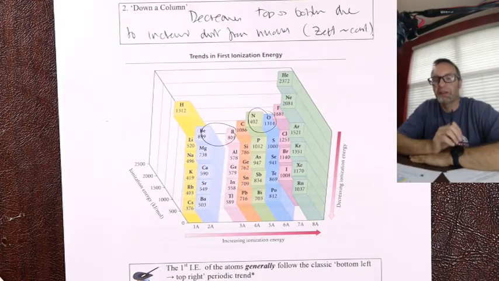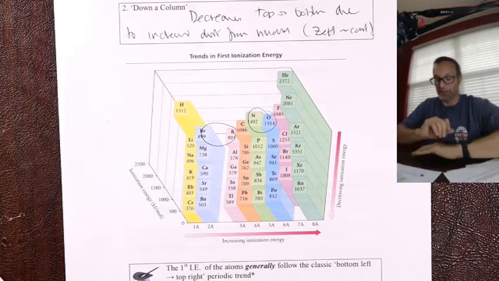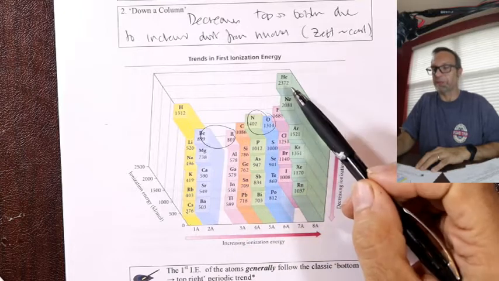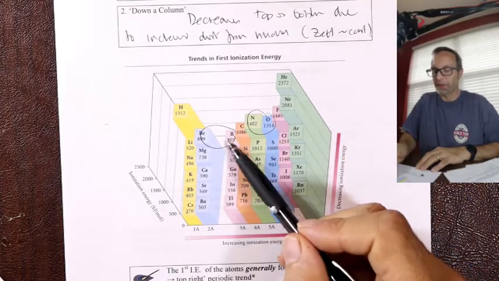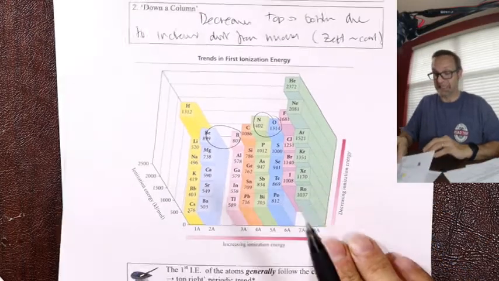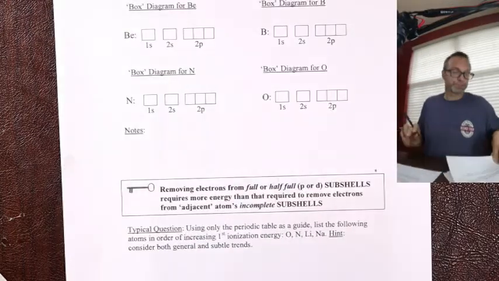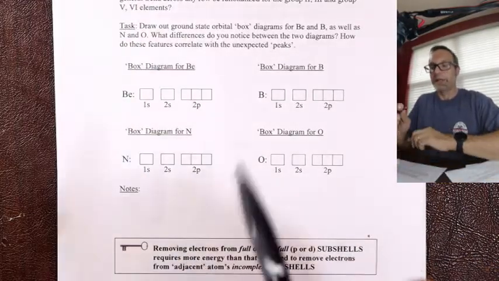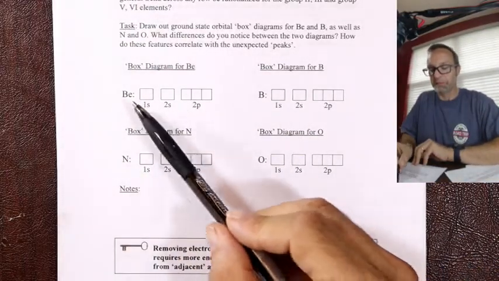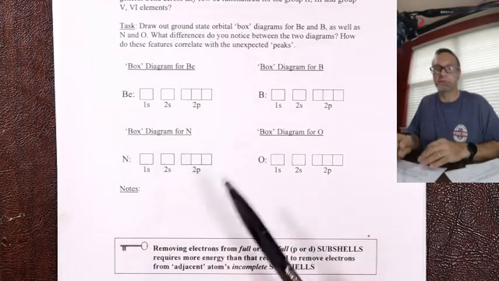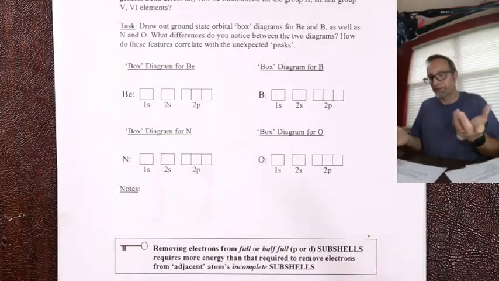Well, it comes down to some very subtle details in electronic structure. Generally speaking, we have a bottom left to top right trend, but there's something going on with beryllium, boron, nitrogen, oxygen. Let's take a peek. Subtle trends in first ionization. So why are those special peaks there between beryllium and boron? They're kind of out of sync. And oxygen and nitrogen, they're kind of out of sync. It's almost like they've been reversed.